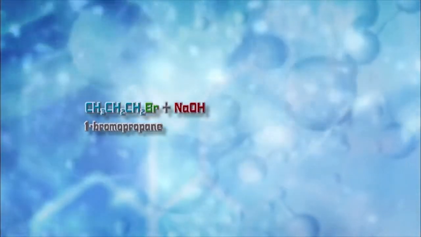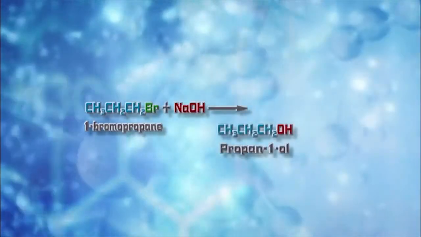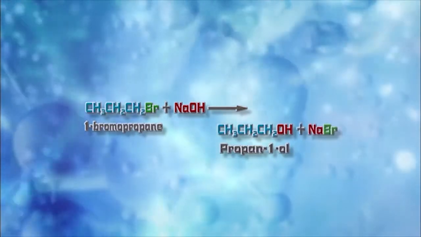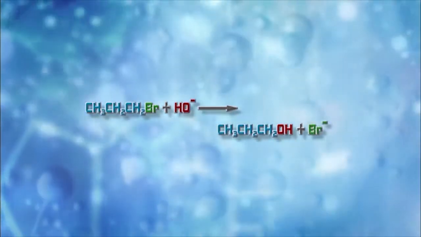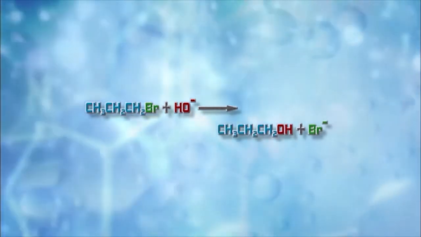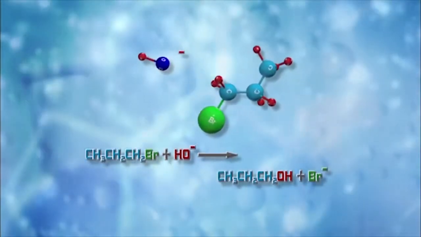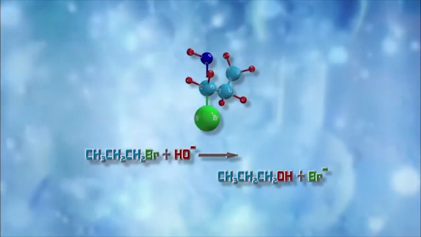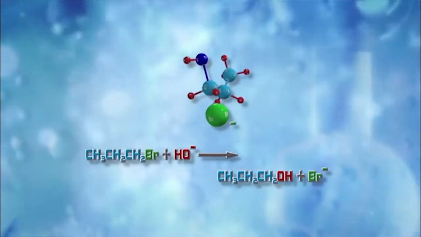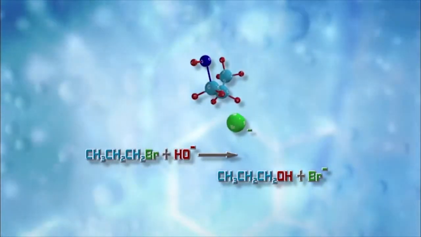Revisit the substitution in which 1-bromopropane reacts with sodium hydroxide to form an alcohol, propanol, and sodium bromide. Convert the equation into an ionic equation. In effect, it is the hydroxide ion that attacks the carbon atom holding the bromine, and the bromine departs as a bromide ion.